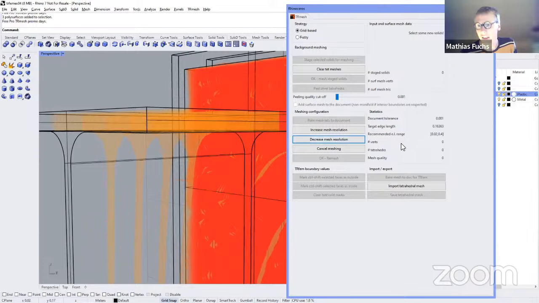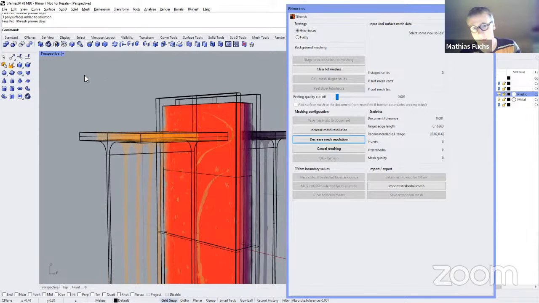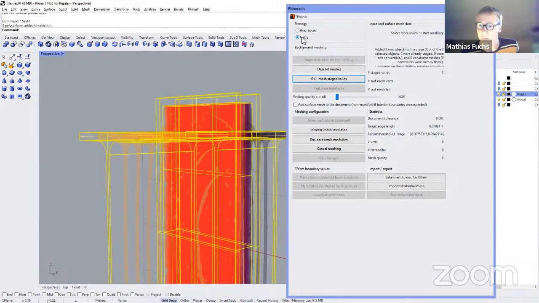we select the fuzzy mesher, and let's choose a more liberal mesh resolution. Okay, let's suggest something like 7 centimeters. In reality, it's going to be a little less than that, let's say 6 centimeters.